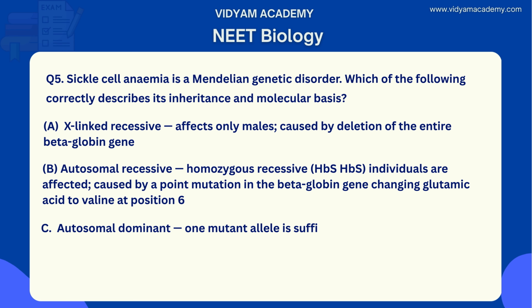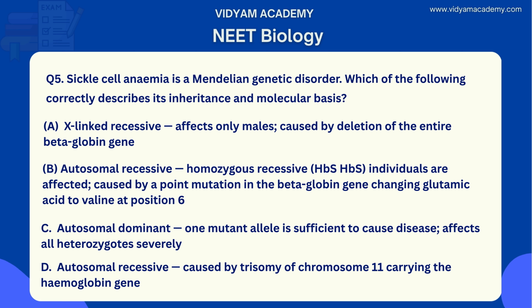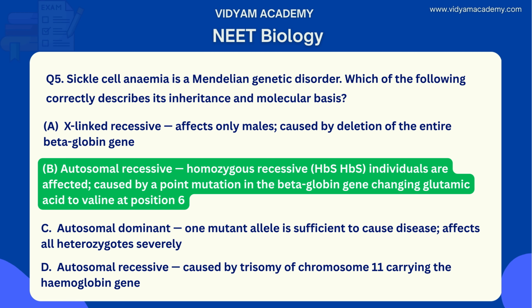Option C. Autosomal dominant, one mutant allele is sufficient to cause disease, affects all heterozygotes severely. Option D. Autosomal recessive, caused by trisomy of chromosome 11 carrying the hemoglobin gene. What is the right answer? Yes, the right answer is option B. Why and how? Let's check it.